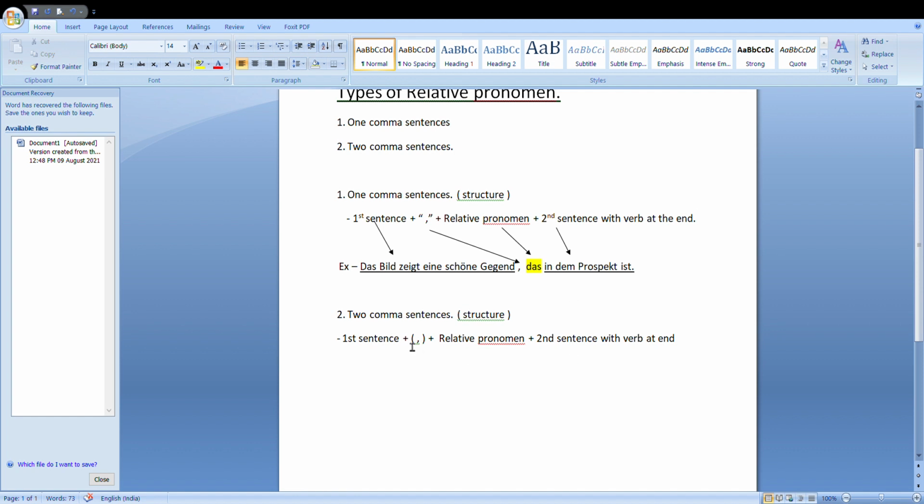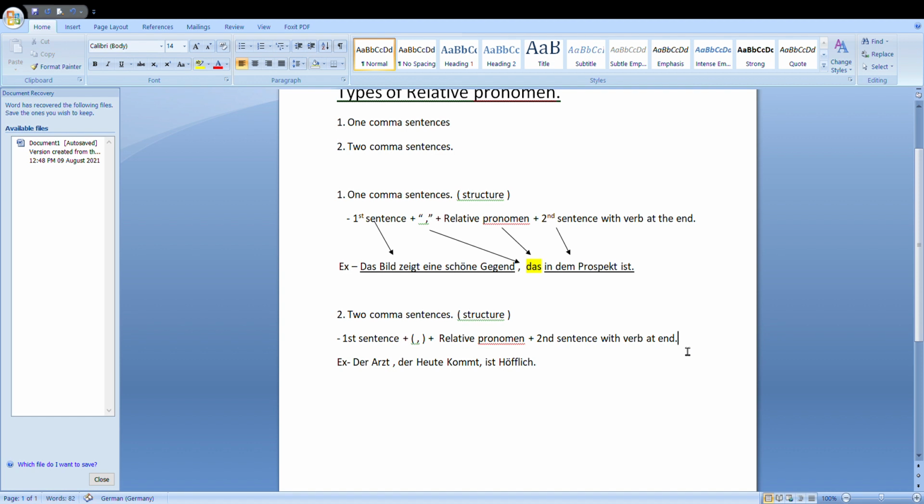The verb should be at the end of the second sentence. Das in dem Prospekt ist. The verb is here, not just after das or the relative pronoun. So the example for this is: der Arzt, which means doctor, der heute kommt, ist höflich.